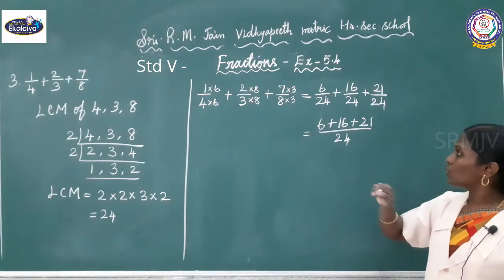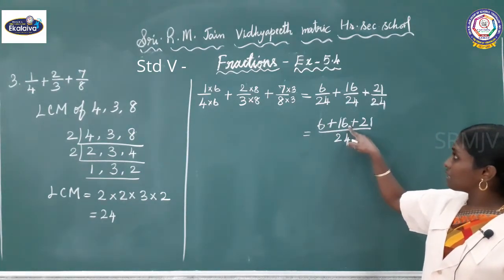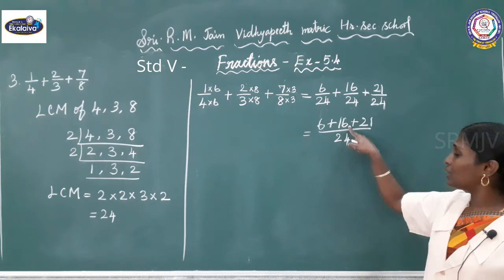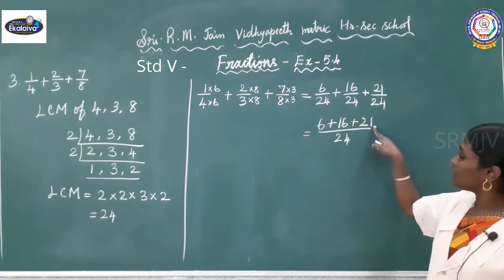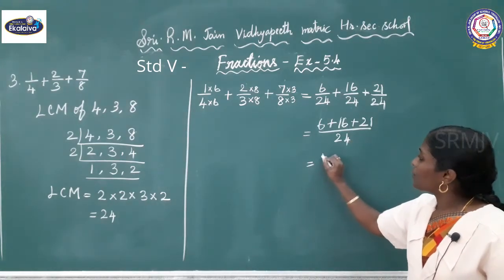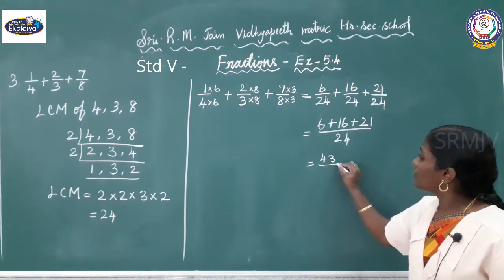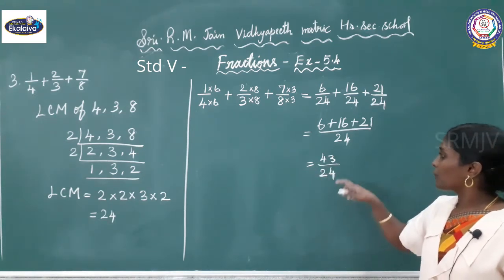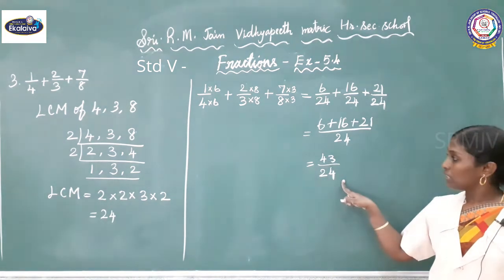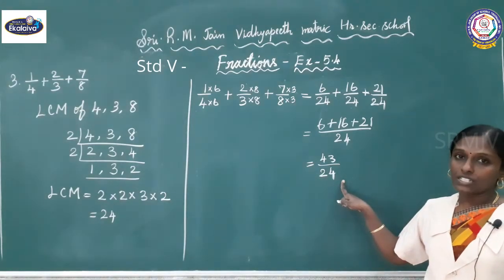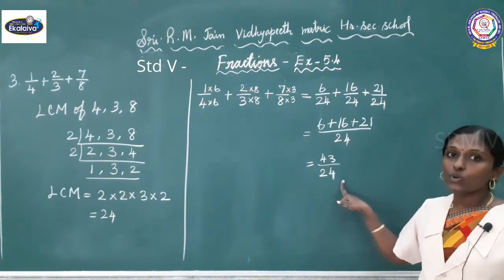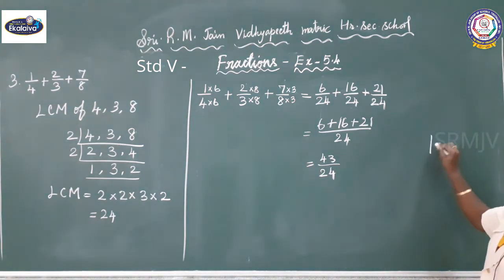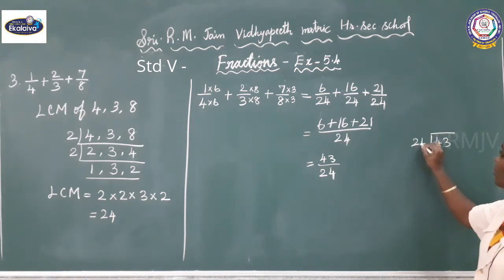Now we have to add the numbers. 6 plus 16, 22. 22 plus 21, that is 43. 43 divided by 24. This is an improper fraction. So we have to convert it into a mixed number. For that we have to divide the numerator by the denominator.